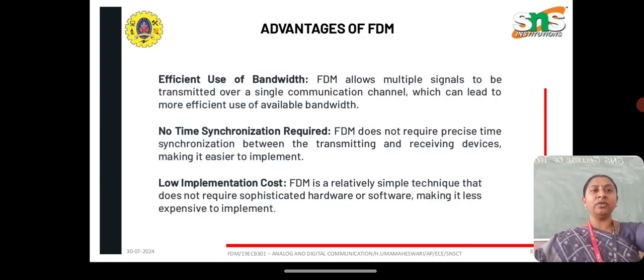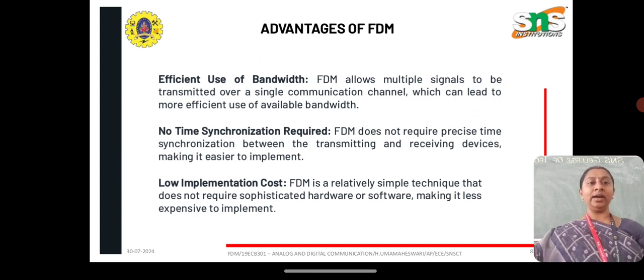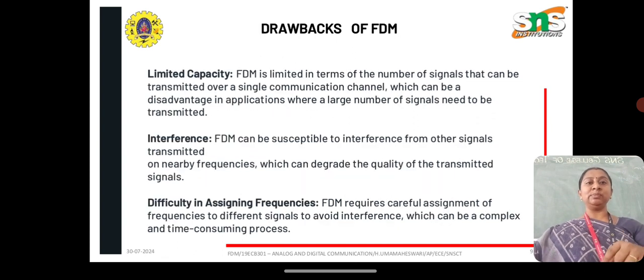The main advantages of frequency division multiplexing are efficient use of bandwidth, no synchronization time required, and low implementation cost. Frequency division multiplexing allows multiple signals to be transmitted over a single communication channel, which can lead to more efficient use of available bandwidth. For synchronization, it does not require precise time synchronization between the transmitting and the receiving devices, which makes it easier to implement. Then implementation cost: it is a relatively simple technique that does not require sophisticated hardware or software, which makes it inexpensive to implement.